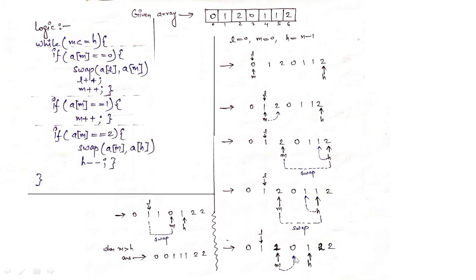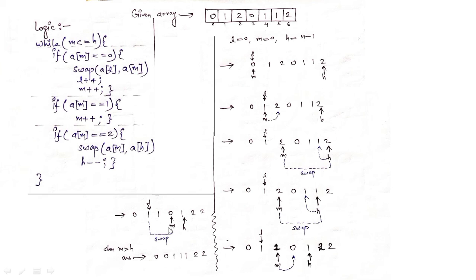Now M will increment by 1, and in the while loop we encounter that our next element is 0. When we are getting a 0 value, we have to swap the values at L and at M index, right? So at L, 1 is there and at M, 0 is there. So the values at L and M will be swapped. 0 will come to this position and 1 will come to this position. After this we can observe that our array is actually sorted.